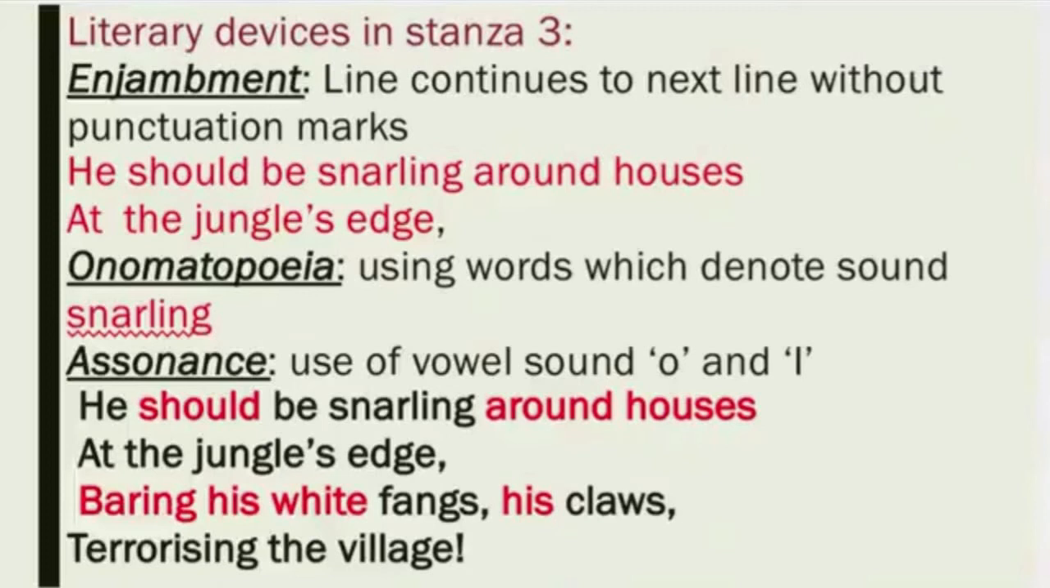At the jungle's edge, bearing his white fangs, his claws. Now, here you can see that the I sound is repeated. In bearing, I is repeated. Then in his, I is there. White, again I. Then his, again I. So, this sound is coming there. It is a vowel sound and it comes under the poetic device assonance.